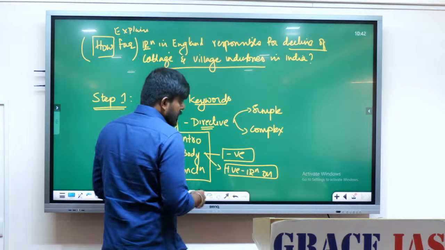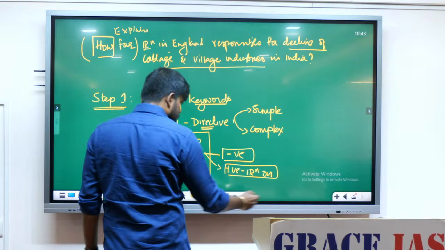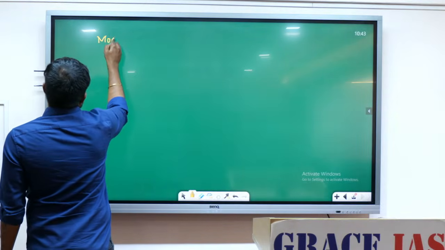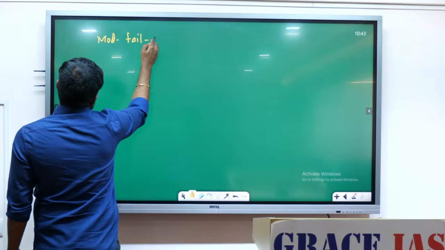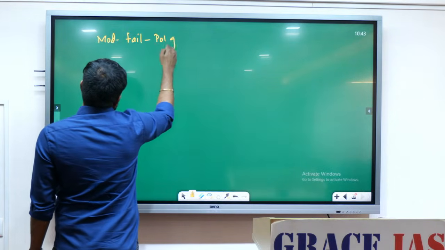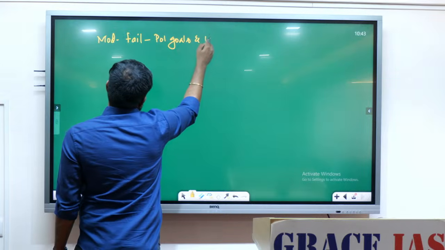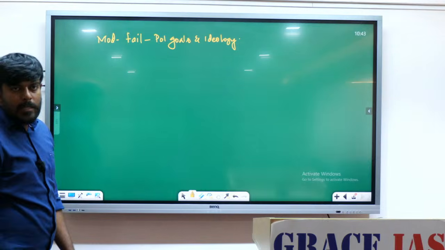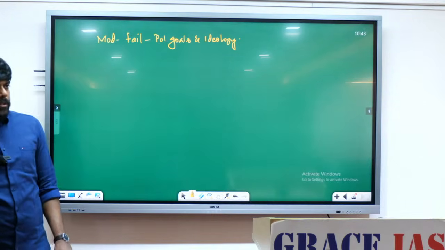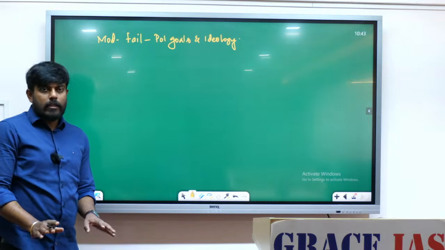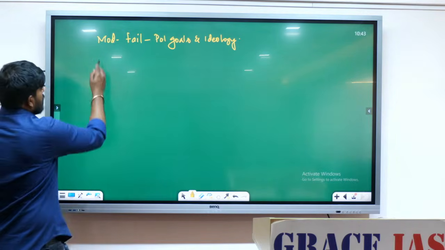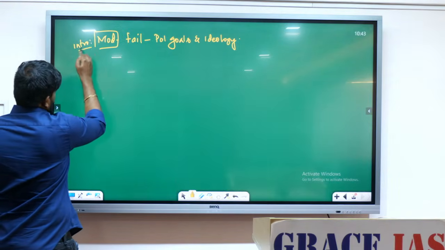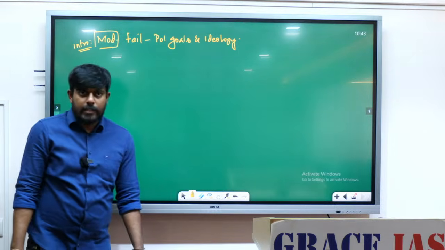So since there are three important keywords: moderates, fail, political goals, and ideology. These are the keywords. Now, since the question itself is about moderates, in introduction you will definitely address this keyword.